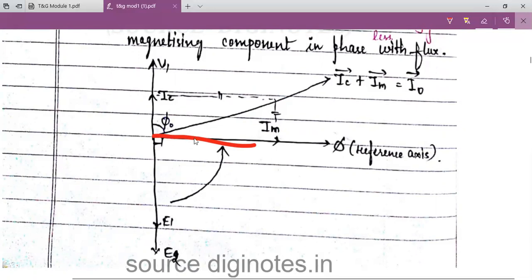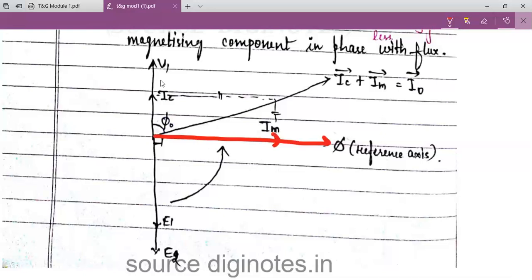Yes. So flux is a reference. First step, the reference is a flux, that is phi. So now, which is responsible to produce flux here? Im is responsible to produce flux, that is, the magnetizing component is responsible to produce flux, so Im is in phase with the flux phi. And the third step is V1, that is Im lags V1 at an angle of 90 degree.